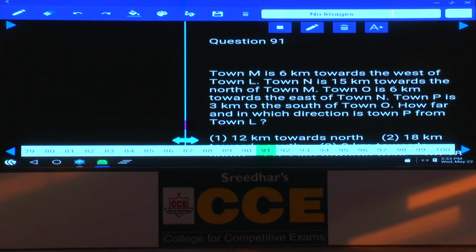Then question number 91. Town M is 6 kilometers to the west of L. L is here, M is here, the distance between these two is 6 meters, and N is 15 meters to the north of M. O is 6 meters to the east of N. Then P is 3 kilometers to the south of O. From here, P is just 3 kilometers to the south of O. How far and in which direction is P from L?